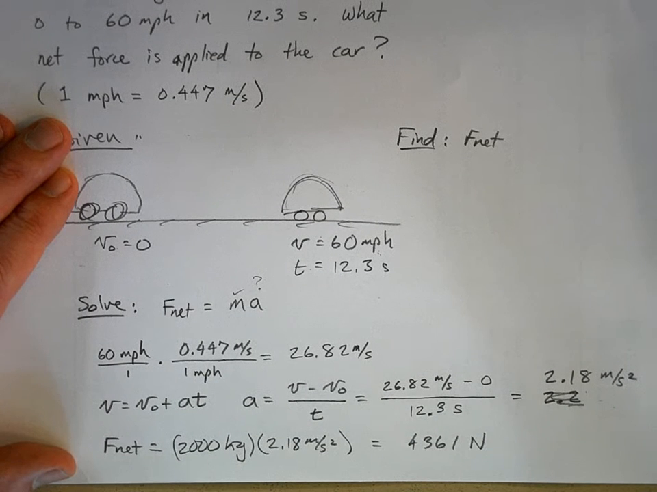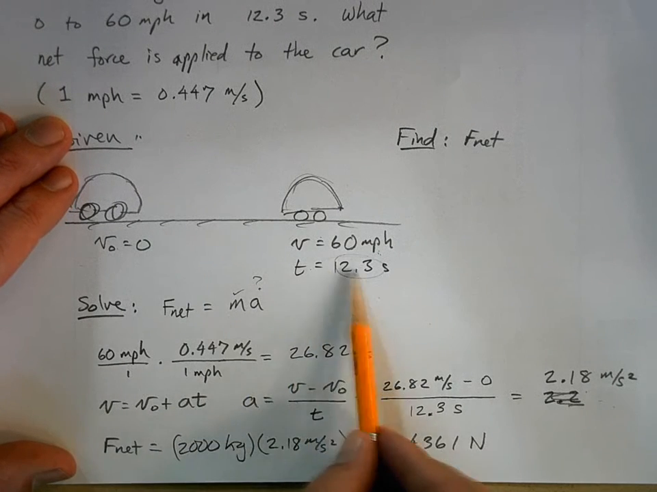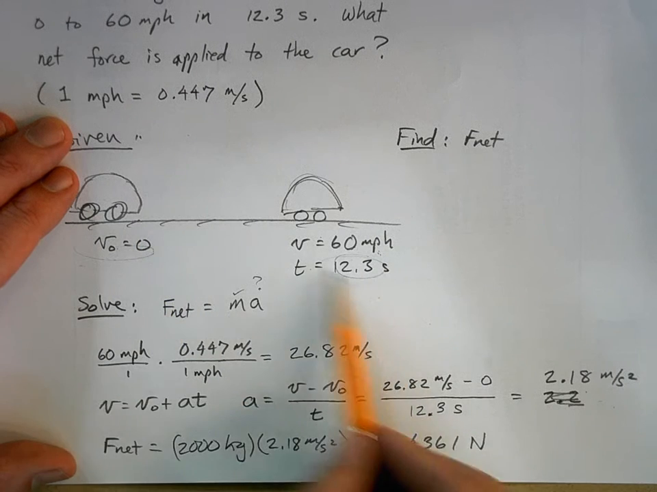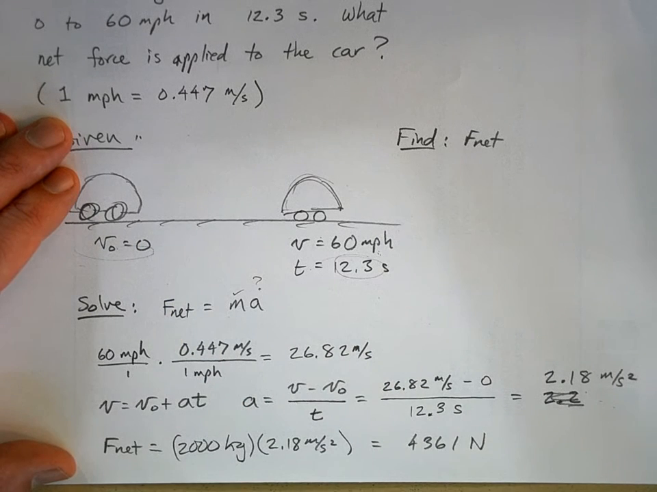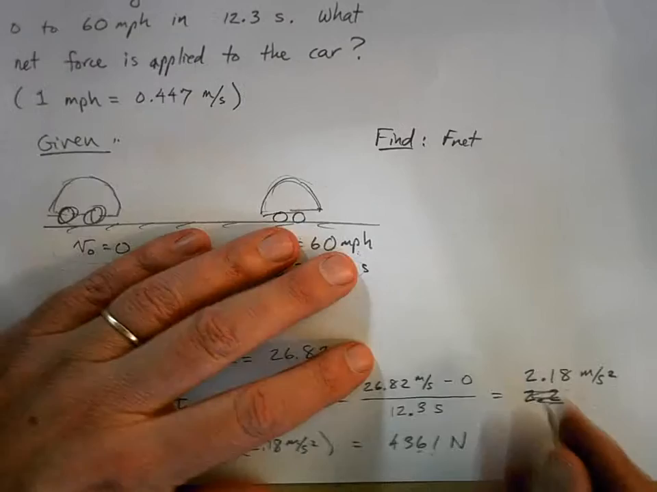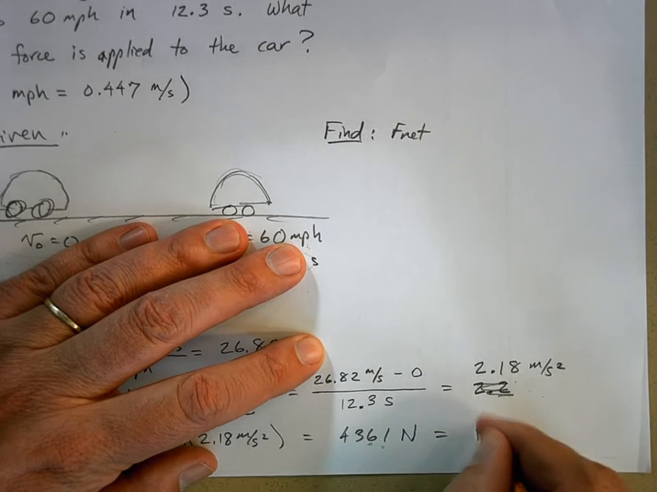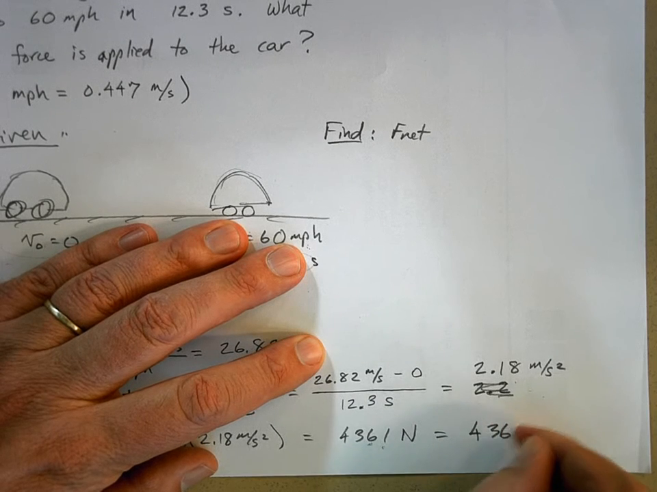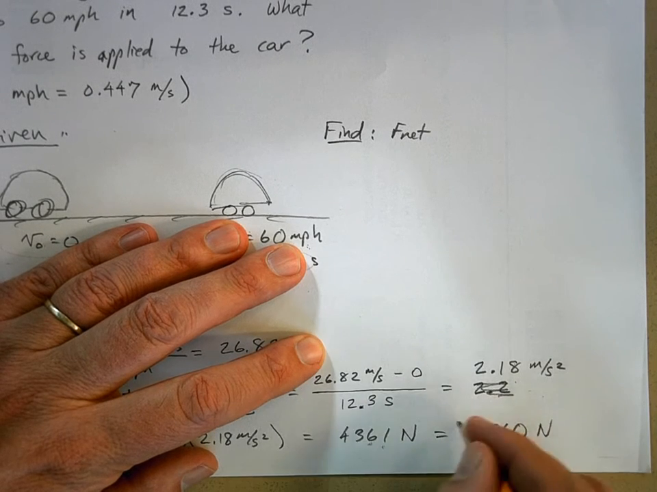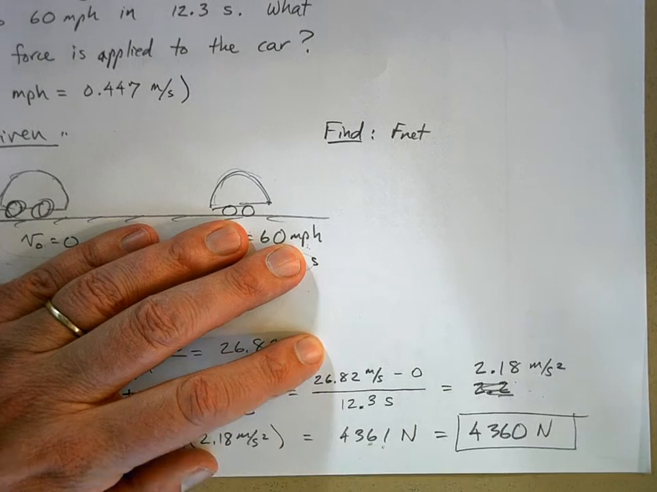That's not accurate though. Yes, it is. Yeah, but you don't really have enough information for more than about 2 or 3 significant figures. So this 1 is totally meaningless. This 6 maybe. So let's go ahead and round it off. 4,360 newtons. That's what I would round it to.